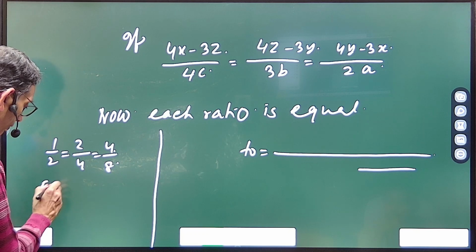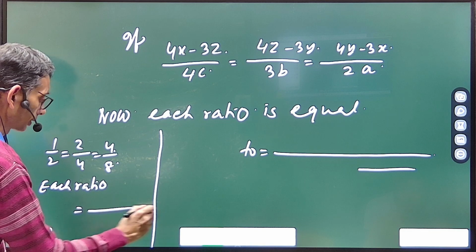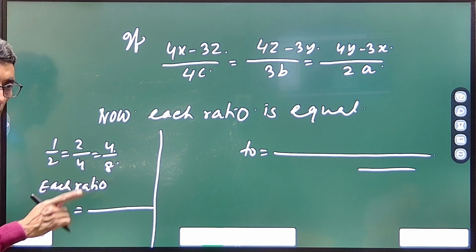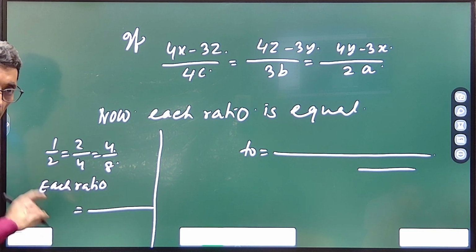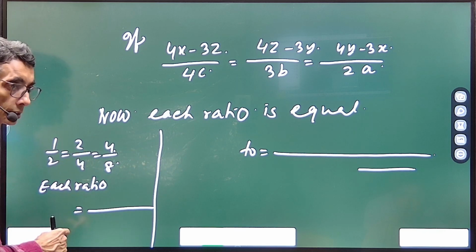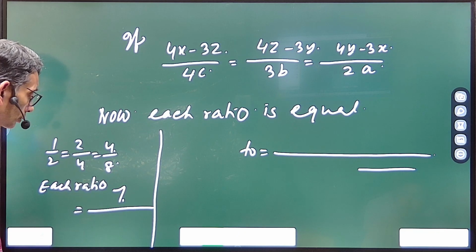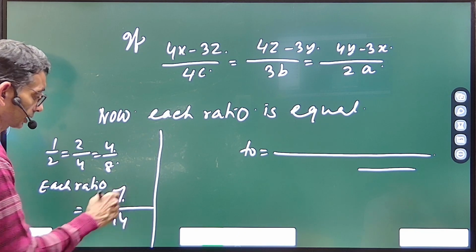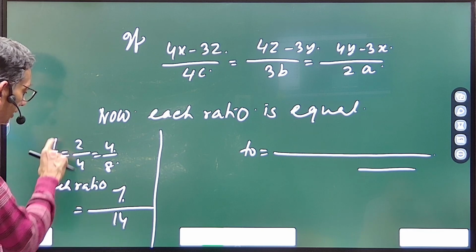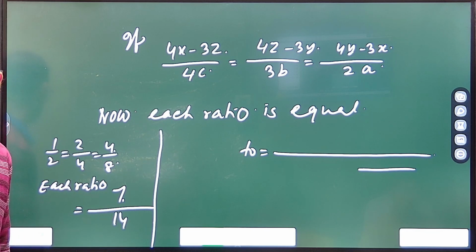So each ratio is equal to, which formula will we use? Sum of the numerator divided by sum of the denominator. The sum of the numerators, 4 plus 2 plus 1, how much? 7. The denominators add up to 14. 7 by 14 is half, equal to half. So its ratio is equal to the sum of the numerator divided by the sum of the denominator.